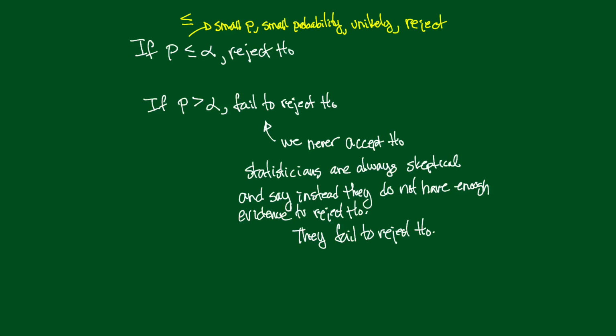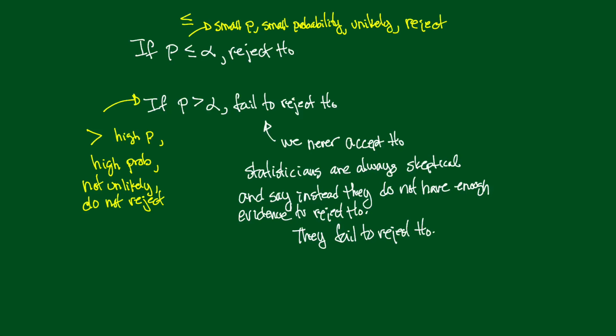So let's just summarize it this way. Here's how I remember all this. Less than or equal to, that looks like small to me. So a small p means p for probability. Small p, small probability. If it's a small probability, it's unlikely. And if it's unlikely, I'm going to reject.